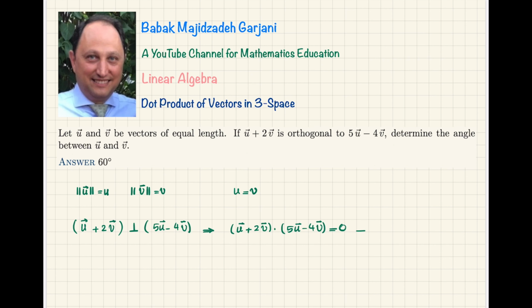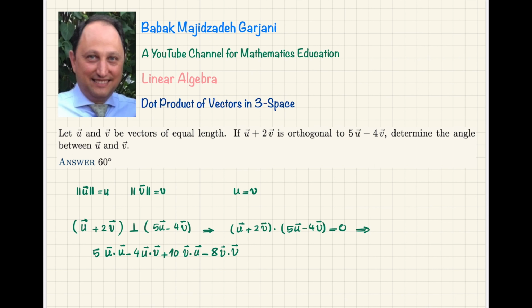Now I can use the distribution law to distribute this product. So it becomes u times 5u, which can be written as 5u dot u, and then minus 4u dot v, and then positive 10 v dot u, and then finally minus 8 v dot v.